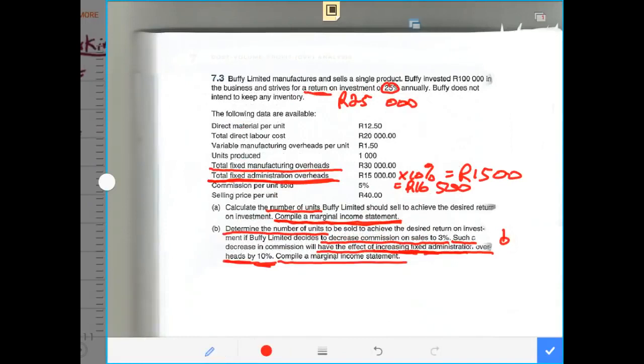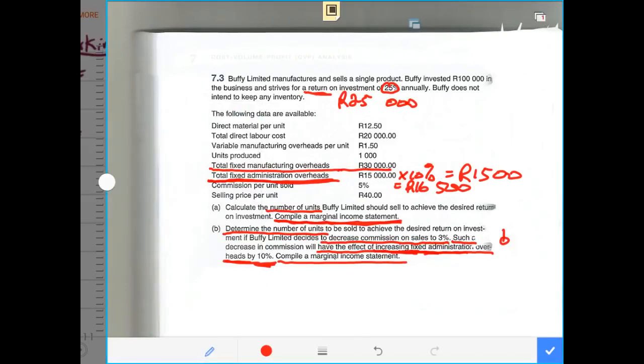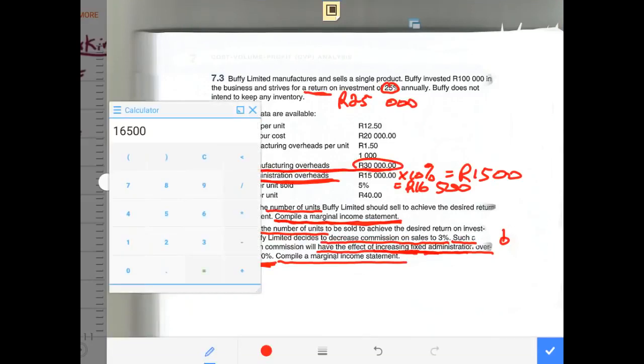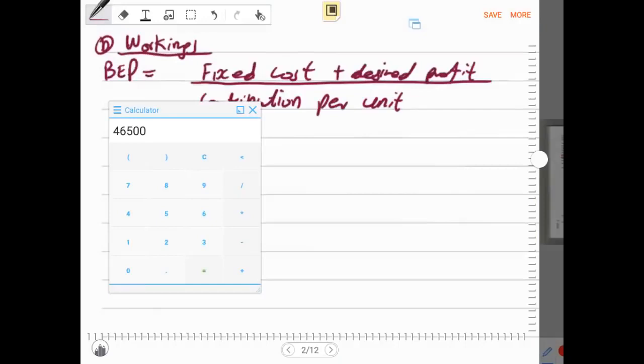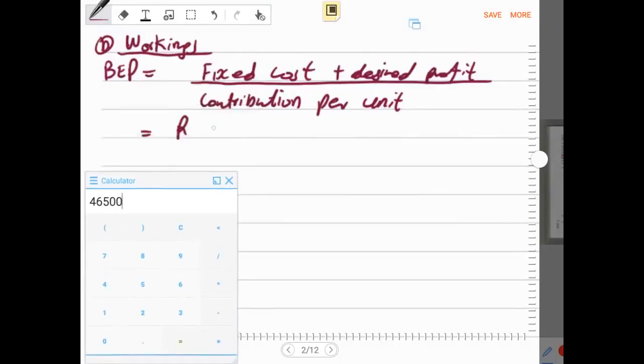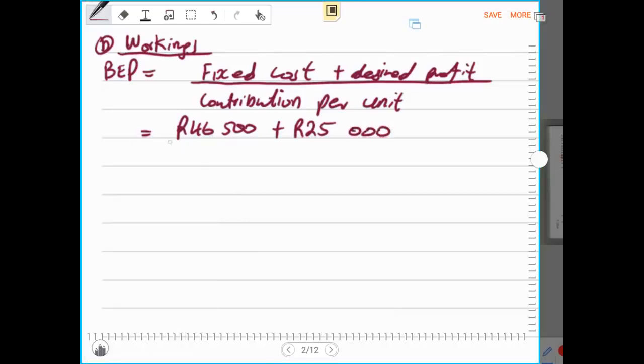Then I will say 16,500 plus 30,000, because our fixed manufacturing overheads remained the same. There was no change. Therefore, we say plus 30,000 rands of the fixed manufacturing overheads. Therefore, now we'll have the new total fixed cost, which in this case will be 46,500. The desired return on the investment by the owner still remained the same. There was no increase and no decrease with regard to this.